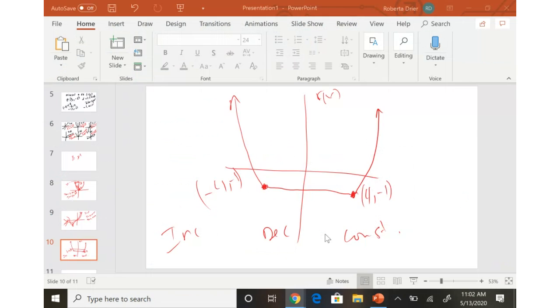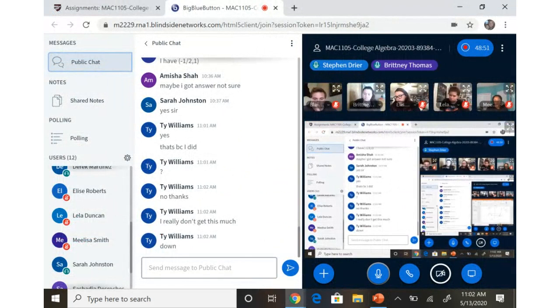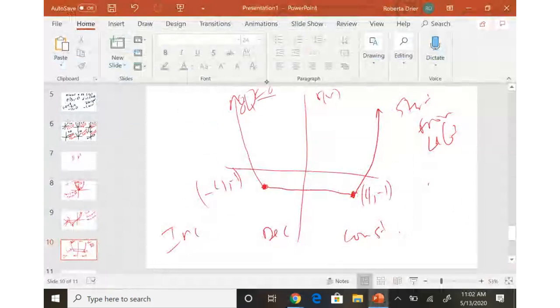Let's talk about it. So we start from the far left. Start left. We're over here. Are we going up or down? As I ride the graph, am I going to go up or down? All right. Ty, as I read that graph, am I up or down? I'm going down. So if I'm going down, that is decreasing. When you go down, you're decreasing. When you go up, you're increasing.